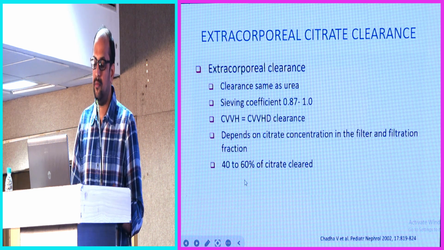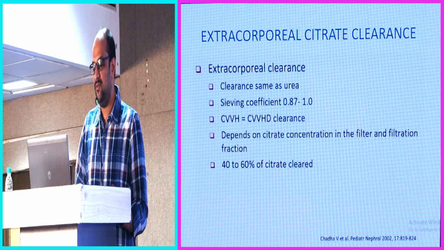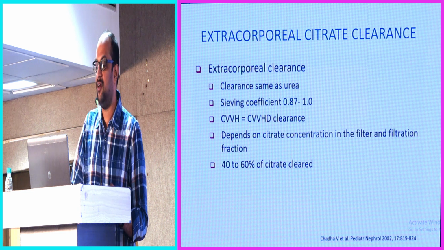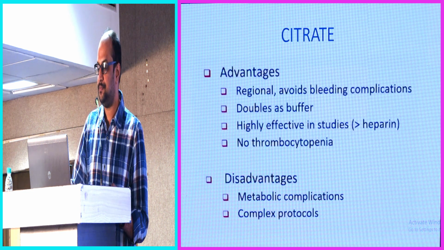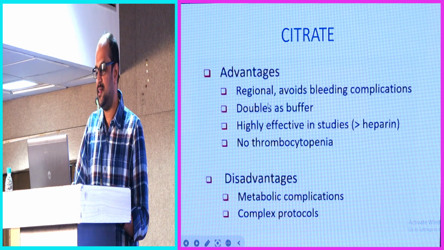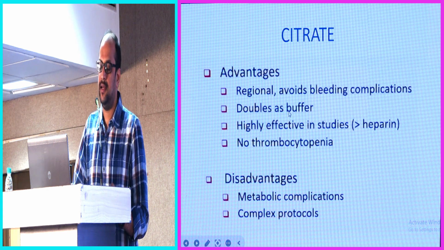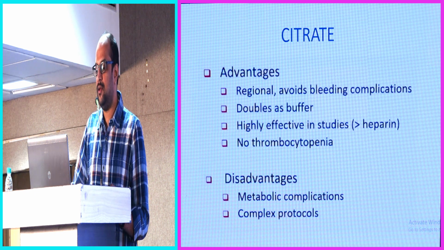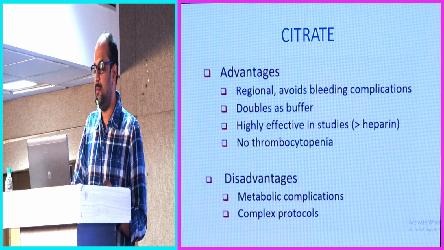And like any other molecules with a very significant sieving coefficient, almost 40 to 60% of the citrate will be cleared from the circuit. So coming to the advantages and disadvantages, the advantages are it is regional and it avoids bleeding complications. We are not very sure about this statement. It doubles as a buffer, but definitely it contributes to some metabolic alkalosis, in such a way that 1 molecule of citrate, 3 molecules of bicarbonate will be generated.